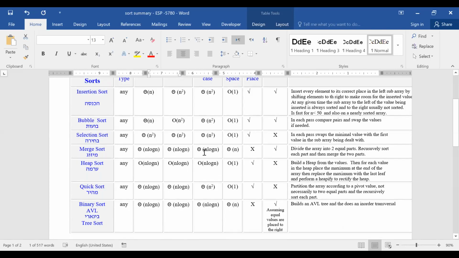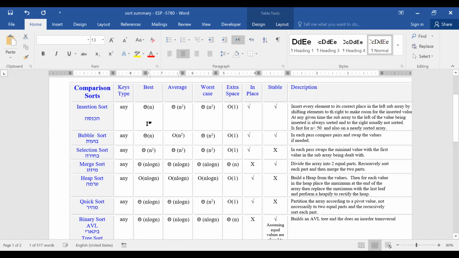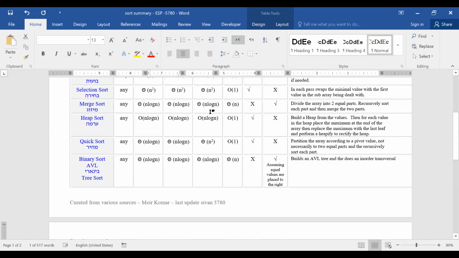But it's not better than n squared and it's not worse than n squared. So therefore it's theta. Can insertion sort be better than n squared? No, that's in the best case. I'm talking about in the worst case. Okay. Right, it's theta.